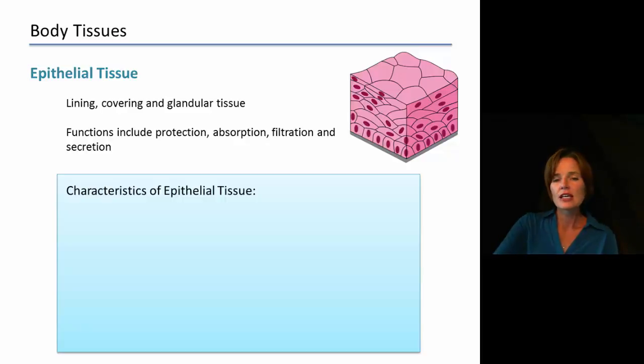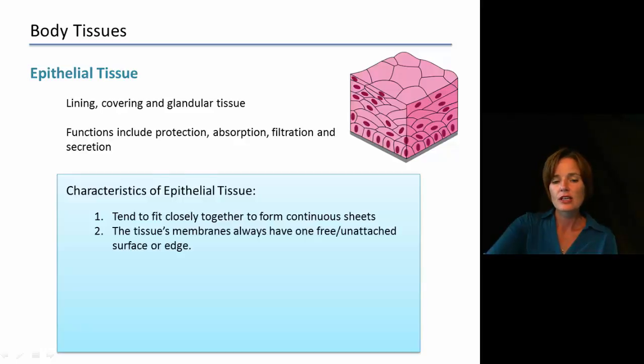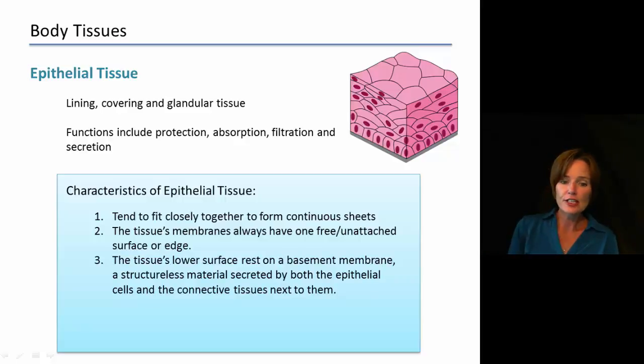Typical characteristics that we do see with epithelial tissue is that, first of all, they do tend to fit very closely together to form these continuous sheets. The second thing about epithelium is that the tissue's membranes always have one free or unattached surface or edge, where you don't have something else right there up next to it. Another feature is that the lower surface is going to rest on a basement membrane. That's a structureless material that is secreted by both the epithelial cells and then also the connective tissues that are going to be next to those cells.